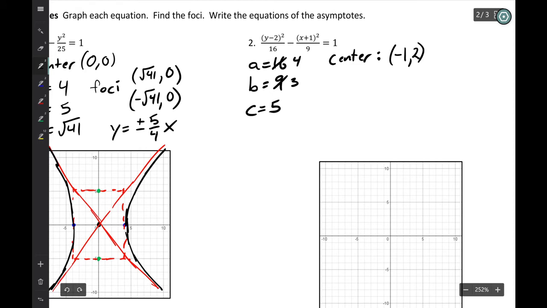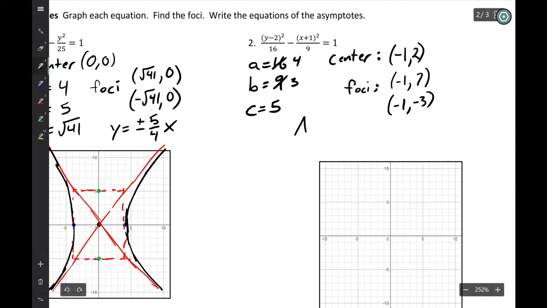Okay. Then we want to add and subtract our foci. So we're going to add and subtract to the y value of our center this time. So my foci are at negative 1 comma add 5 to get 7. And then I got negative 1 comma subtract 5 to get negative 3. Those are my two foci there.